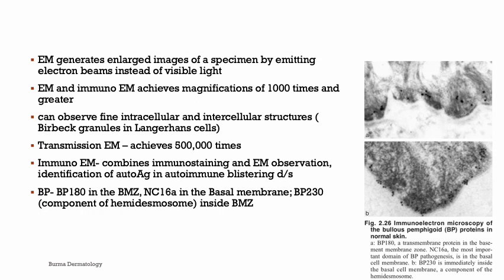Transmission electron microscopy achieves a maximum magnification of 500,000 times, and immunoelectron microscopy makes use of the combination of immunostaining and electron microscopy examination to observe and identify the autoantigen in autoimmune blistering diseases. In bullous pemphigoid, BP180 antibody can be detected in the basement membrane zone, which is seen in figure A. BP180 is a transmembrane protein in the basement membrane zone, and BP230, which is a component of the hemidesmosome, is inside the basement membrane zone.